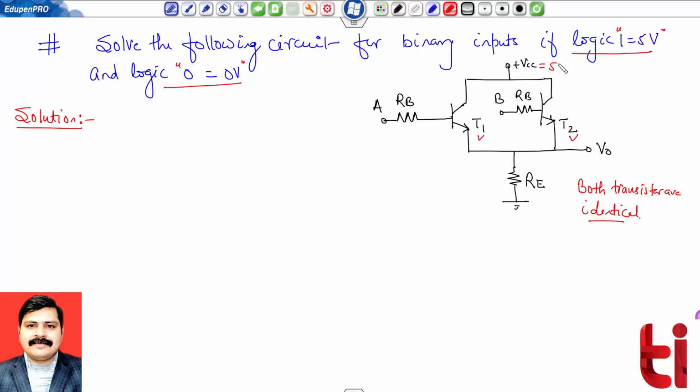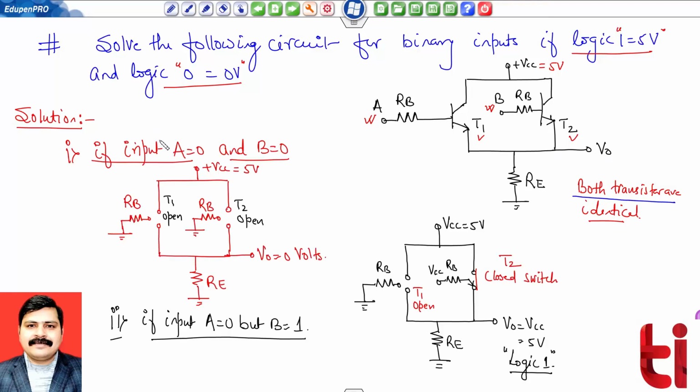VCC of 5 volt is connected over here. Input A and input B will be connected to the two transistors, and the output is taken from the emitter terminal. As two transistors have been given and there are two inputs, there will be a total of four possible cases.